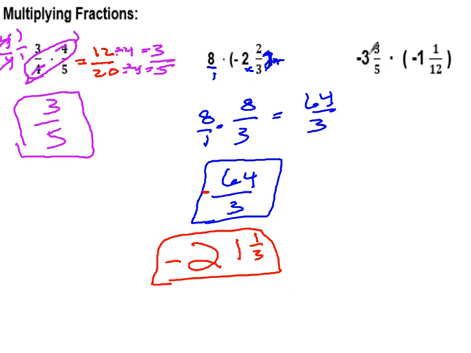Okay, try this one out on your own. First, change it to improper, and then try to multiply. See how you do. So pause it, try it, go.